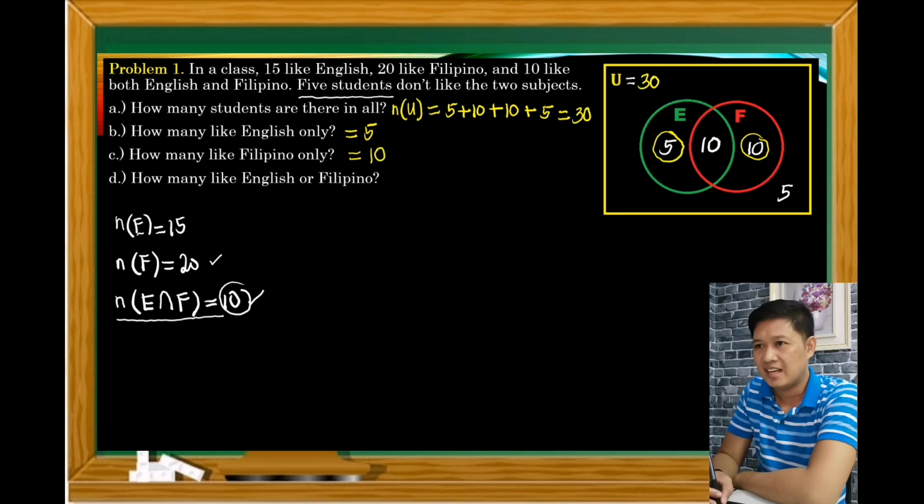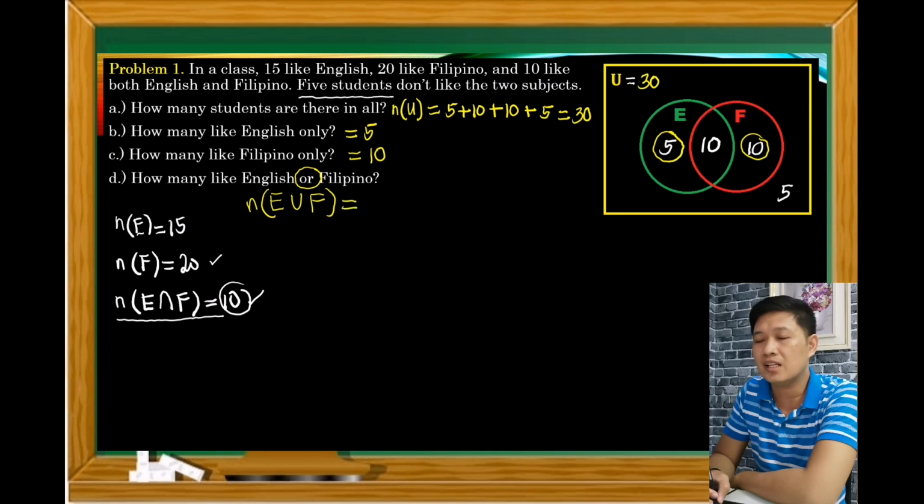Did you follow? Alright. Now, how many like English or Filipino? This is different from English and Filipino. This is English or Filipino. Therefore, because the coordinating conjunction used is or, it means we are going to take the union of English and Filipino. So, how many like it? The number of students who like English or Filipino. So, that will be 5 plus 10 plus 10. This is it, 5 plus 10 plus 10. So, how many in all? Very good. So, that is 25.